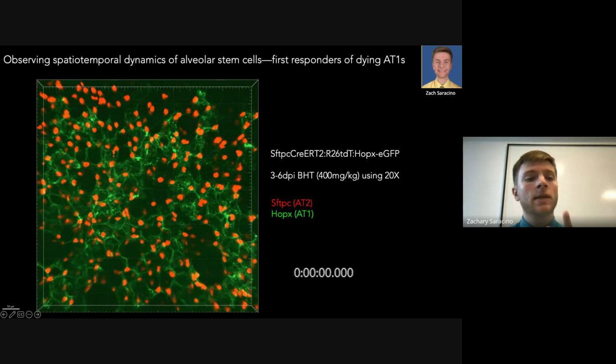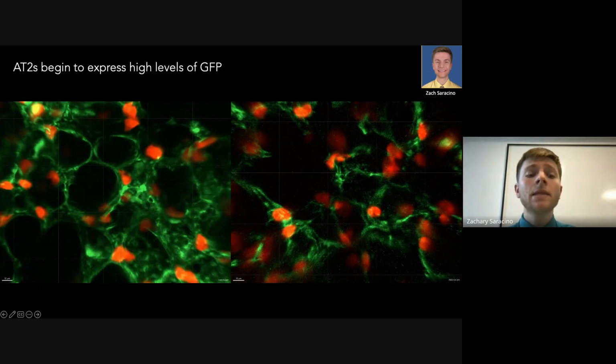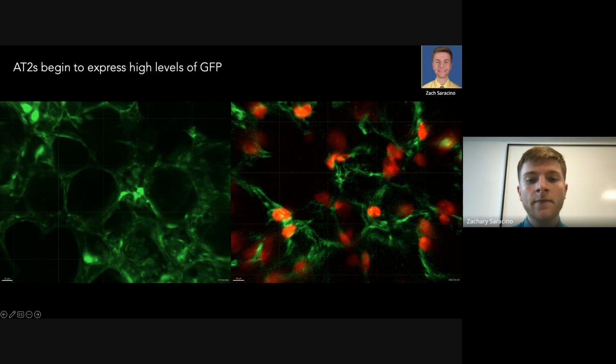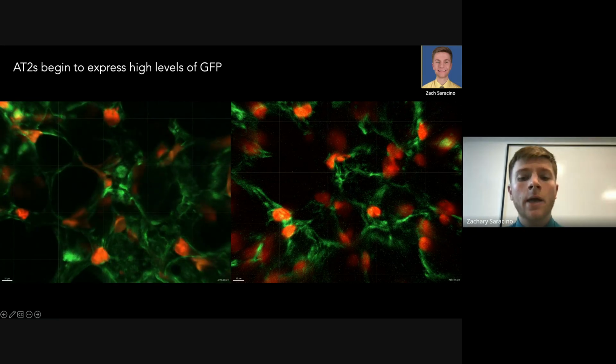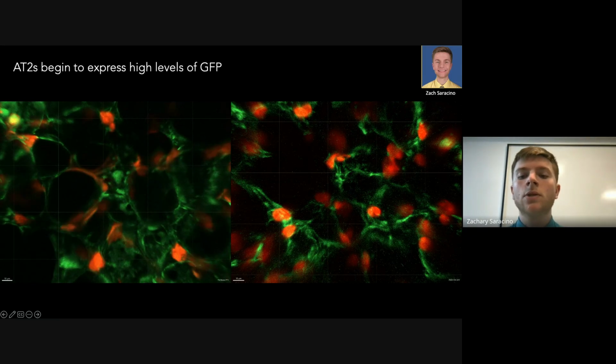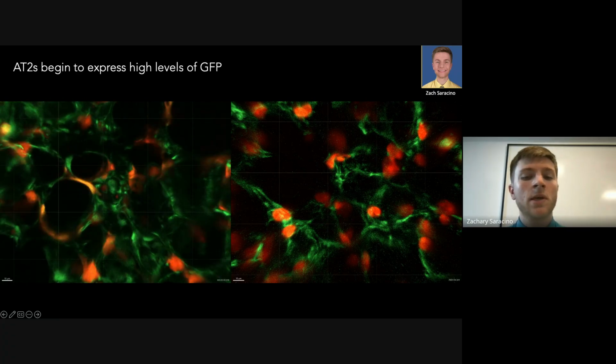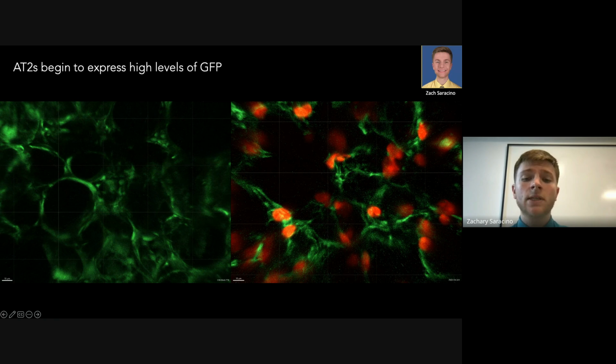Well, if you go to the next slide, the AT2s begin to express high levels of GFP, in addition to all the other changes that we've seen in the previous slides. So if you hit next, take a look at the video on the left. I'm turning the channels on and off in this video to show you how AT2 cells are beginning to express GFP, which supports their transition to AT1 cells, along with the increase in surface area and decrease in sphericity that you see there.